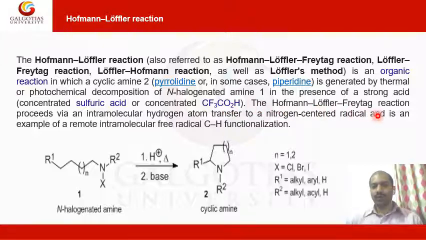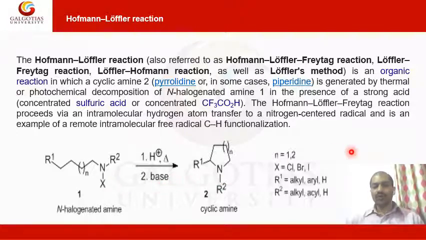The Hofmann Loffler Freytag reaction proceeds by an intramolecular hydrogen atom transfer to a nitrogen centered radical and is an example of a remote intramolecular free radical CH functionalization. Here this is the final product, the cyclic amine that has been formed. Here n could be 1, 2 or like that. X could be halogens, R1 is alkyl, aryl or hydrogen, and R2 could also be alkyl, acyl or hydrogen. This is how the reaction can be represented in a simplified way.